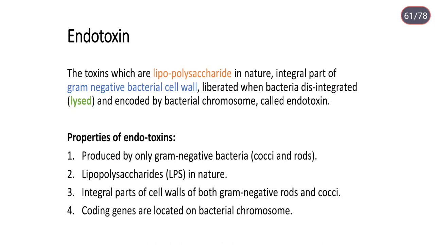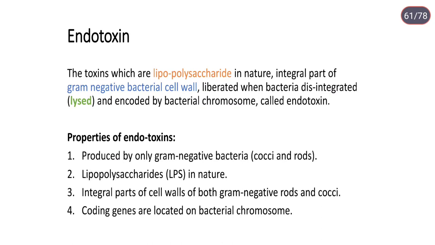Now we have discussed the exotoxin and its mechanism. Now we will discuss the endotoxin, its mechanism of action, and how it is secreted from the cell. So what is endotoxin? Endotoxin, in contrast to exotoxin, is actually lipopolysaccharide, whereas the exotoxin was protein in nature. And endotoxin is actually an integral part of the cell membrane.